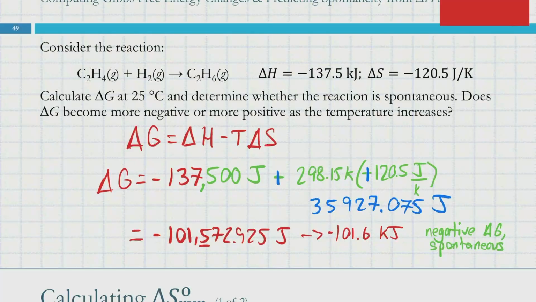When we increase temperature, we increase this 298.15 Kelvin, is that going to cause our Gibbs free energy to become more negative or more positive? More positive. So when T increases, the change in Gibbs free energy also increases, since the temperature is on our positive term. So if you increase the temperature of this reaction enough, then you would get to a point where your Gibbs free energy is 0 or positive, and then it's not going to be spontaneous anymore. Questions about that? Okay.